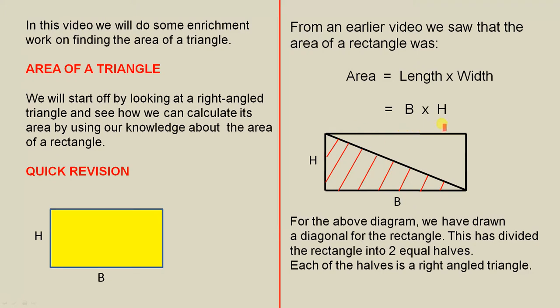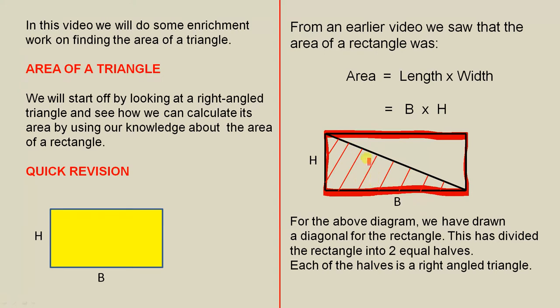Now let's focus on this rectangle here, with the red line. For the above diagram we have drawn a diagonal for the rectangle. There was the rectangle we started off with, and we know that the area of the rectangle was base times height. Now let's draw this diagonal across here and shade in that section. This has divided the rectangle into two equal halves. Each of the halves is a right angle triangle.